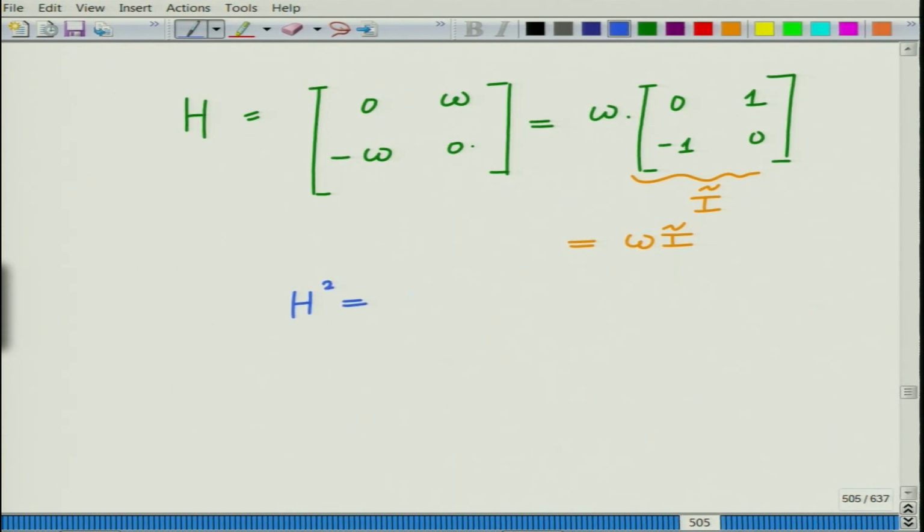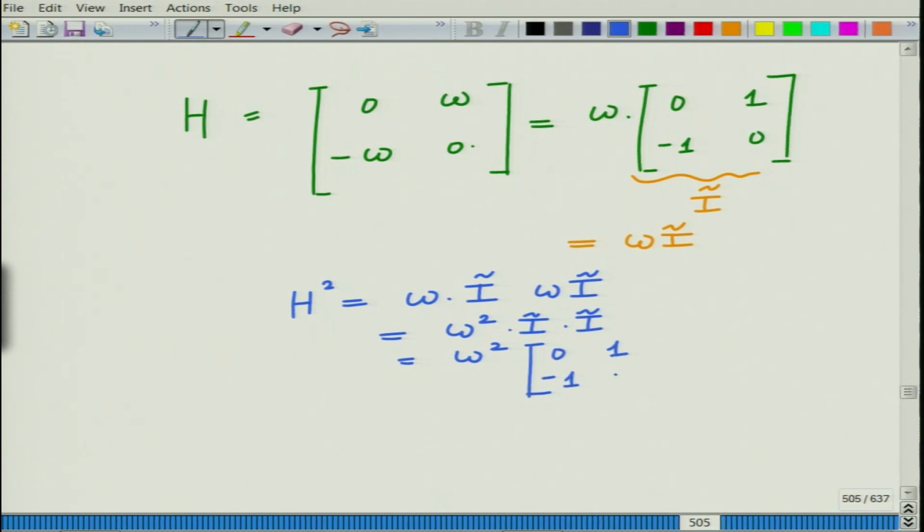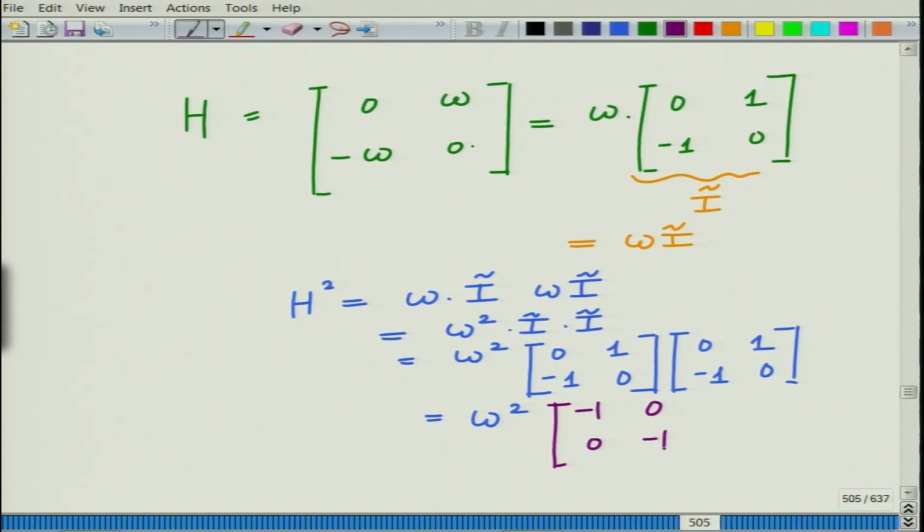Now, look at this, H square will be equal to omega times I tilde into omega times I tilde equal to omega square times I tilde into I tilde, which is omega square times the matrix 0 1 minus 1 0 times 0 1 minus 1 0, which is omega square times minus 1 0 0 minus 1, which is minus omega square times I. Okay.